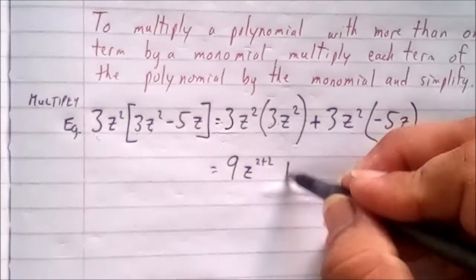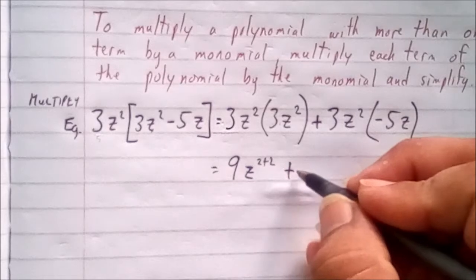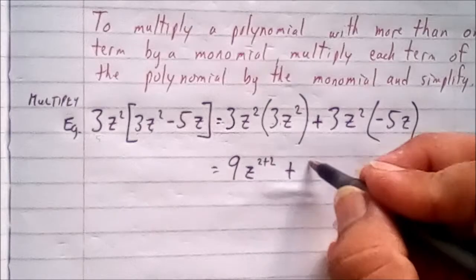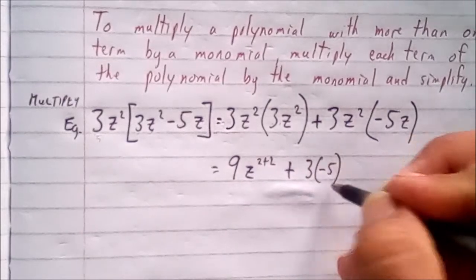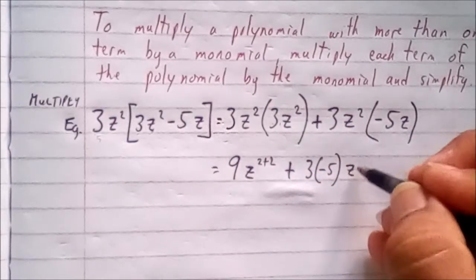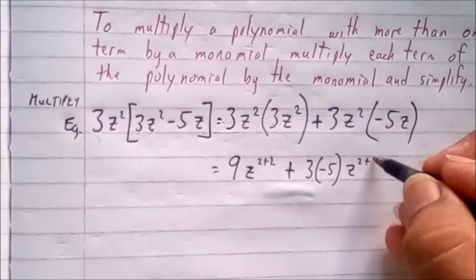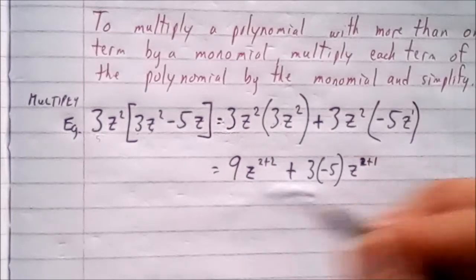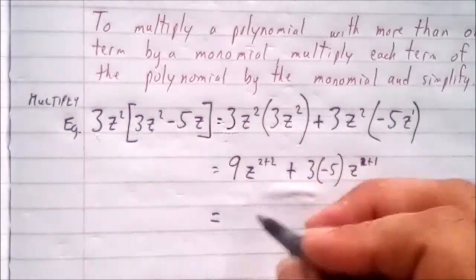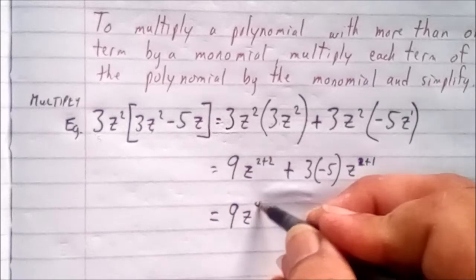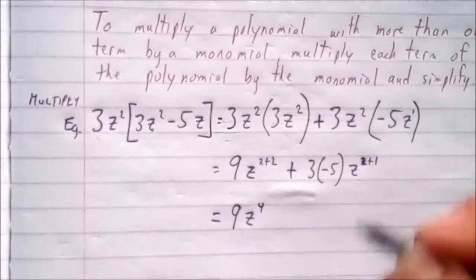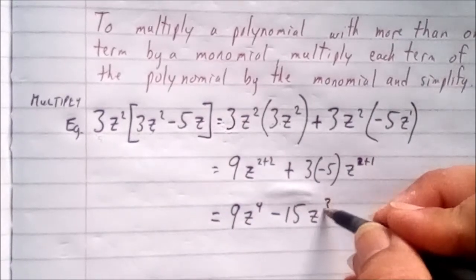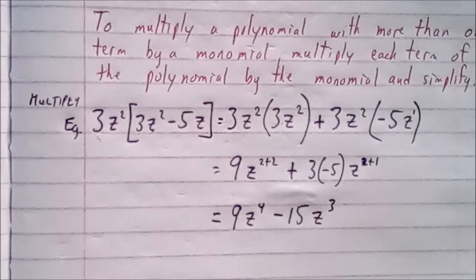All right, then we put plus now, or we put negative, depending if you can see it right away. I'm going to put now 3 times negative 5, because that's a different sign, and z squared times z, which will be plus 1, because that's the power of the z, and that's 1, 2, 1, 1. So now the next step will be 9z to the fourth. 3 times negative 5 will give me a negative 15, and we have z to the third power, and that's our solution.